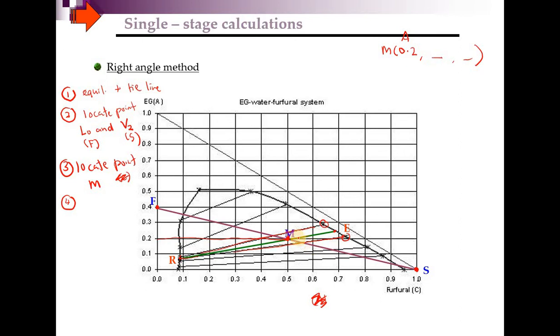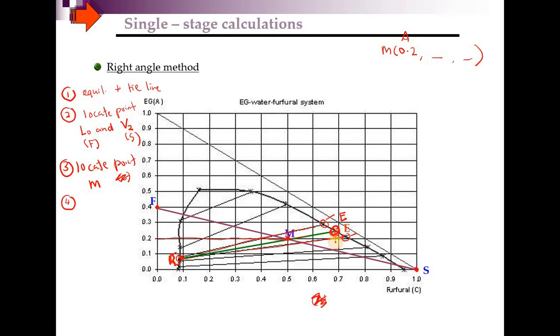So you should put your ruler on M, and you should adjust the ruler so that the points here and here lie in between this point and this point, and this point and this point. The green line should lie in the middle of the two tie lines, but it must cross M. That is the condition. The point here is your extract composition, and the point here is your raffinate composition.